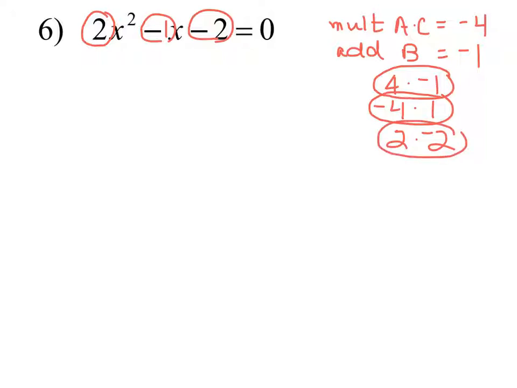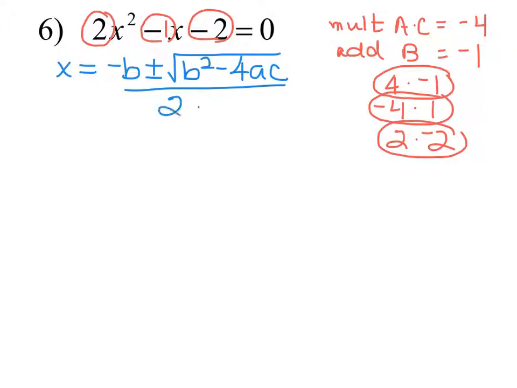So none of our combinations give us that sum of negative 1 that we were looking for. What that means is this quadratic expression is not going to be factorable. So our other choice is to use the quadratic formula. And the quadratic formula is this. X equals the opposite of b plus or minus the square root of b squared minus 4ac all over 2a.